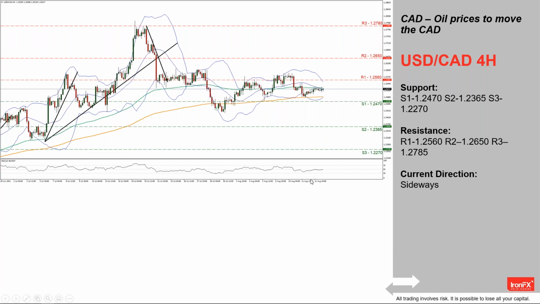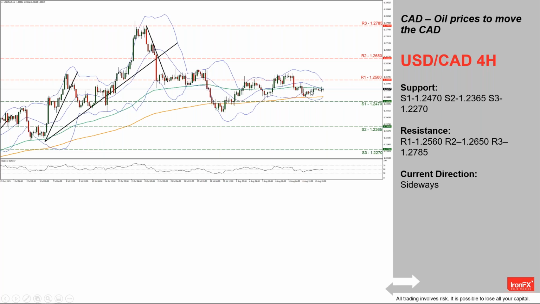Please note how the RSI indicator below the 4-hour chart runs nicely along the reading of 50, implying a rather indecisive market, which is also evident as the pair's price action is actually at the midpoint of the Bollinger Bands.